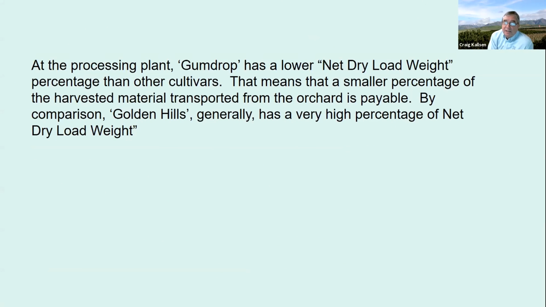Also, at the processing plant, gumdrop has a lower net dry load weight percentage than other cultivars. And what that means is that a smaller percentage of the harvested material transported from the orchard to the processing plant is payable, or more, I guess, trash, if you will. Golden Hills generally beats all the other cultivars in that most of what you haul to the processing plant is payable. You're paid for that weight.